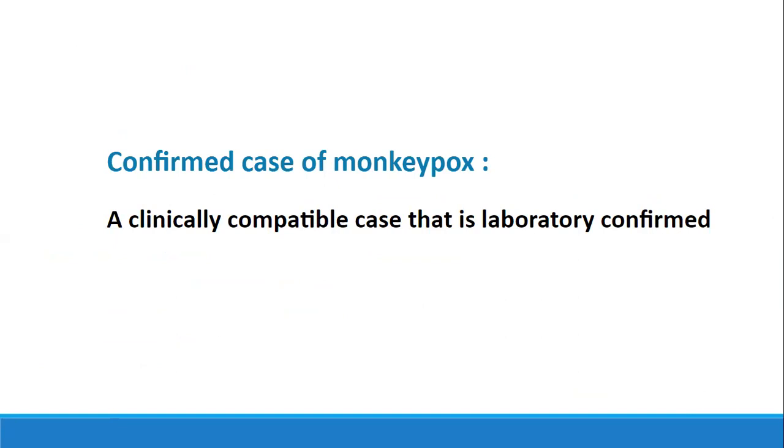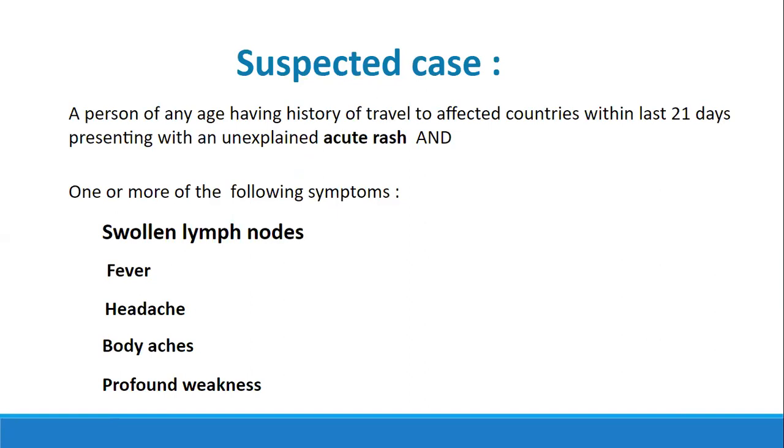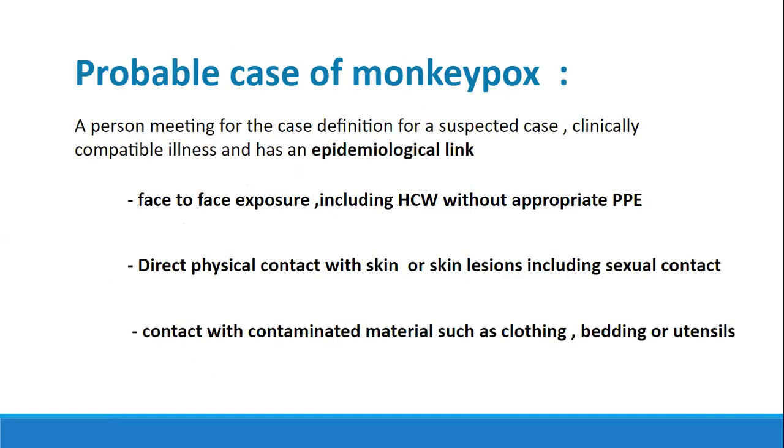Let us see the Indian guidelines. A suspected case is a person of any age having a history of travel to affected countries within the last 21 days, presenting with an unexplained acute rash and one or more of the following symptoms: swollen lymph nodes, fever, headache, body aches, profound weakness.